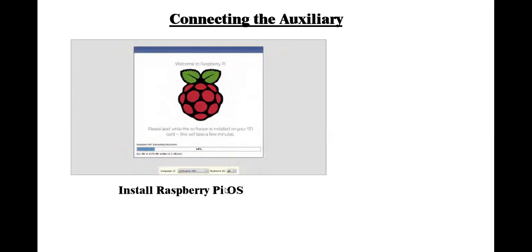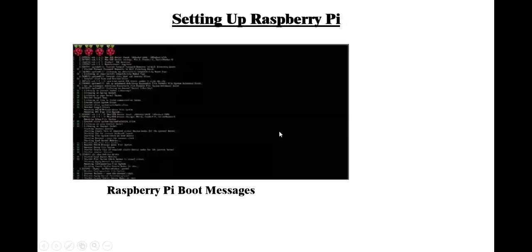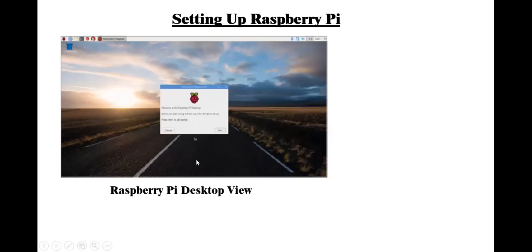The Raspberry Pi operating system will be installed after some time. Here you will see some boot messages. After it is installed, you will see this kind of interface on your monitor. What monitor? The monitor which is connected to the Raspberry Pi. On that you will see this interface. Right here, we have to set up, so we have to click this one.